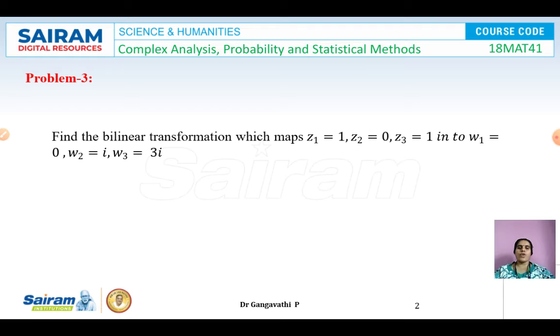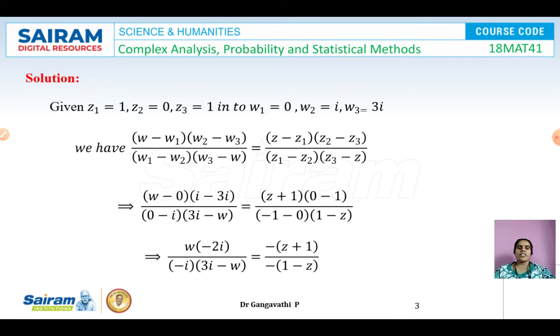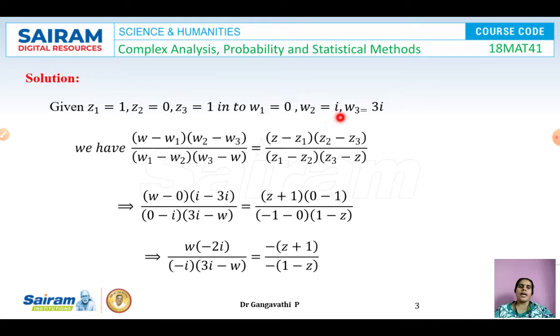Look at the first problem. Find the bilinear transformation which maps z1 is equal to 1, z2 is 0, z3 is 1 onto the points w1 is 0, w2 is i and w3 is 3i. So let us find the bilinear transformation of this. It is given that z1 is equal to 1, z2 is 0, z3 is 1 and w1 is 0, w2 is i and w3 is equal to 3i.